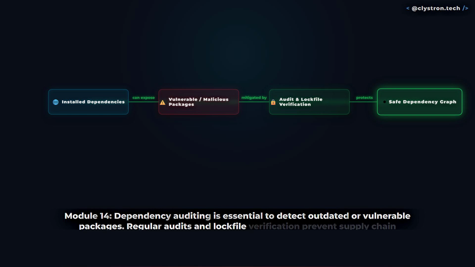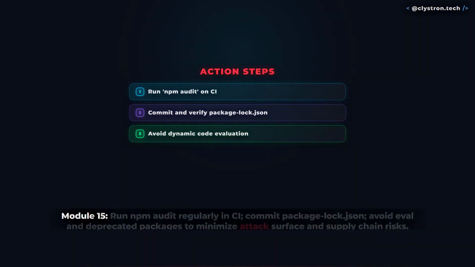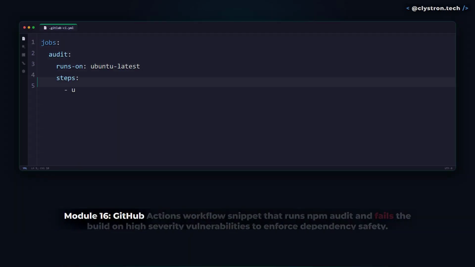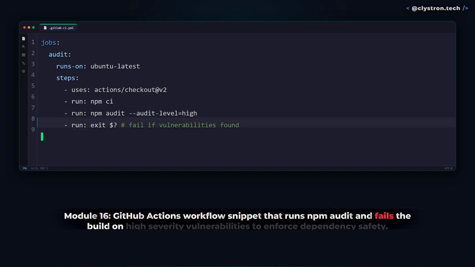Module 14. Dependency auditing is essential to detect outdated or vulnerable packages. Regular audits and lock file verification prevent supply chain compromises and runtime exploits. Module 15. Run npm audit regularly in CI. Commit package-lock.json. Avoid eval and deprecated packages to minimize attack surface and supply chain risks.